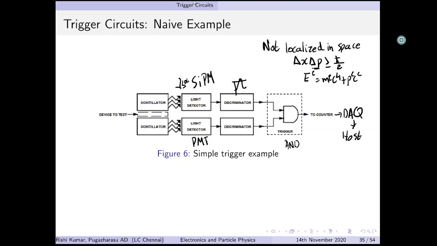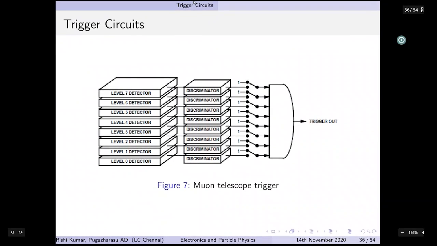And again, if we start from this, we can increase the complexity lots more. As we've seen, we don't have a single trigger, we have triggers. So that's what happens in this muon telescope case. It actually uses several floors of detectors. So you have 8 levels of detectors, and then it flows through the discriminator, through a giant AND circuit, and then you get the trigger output.